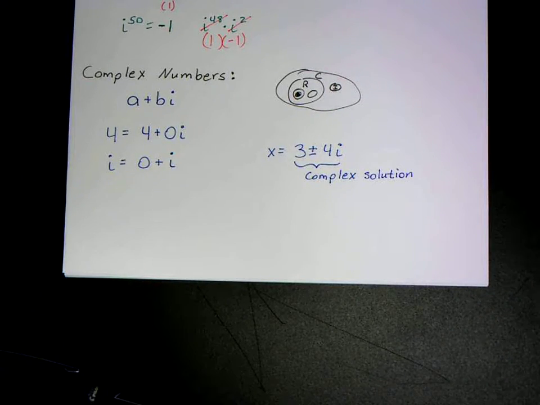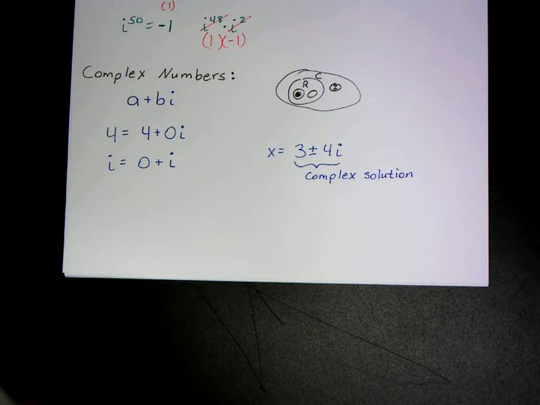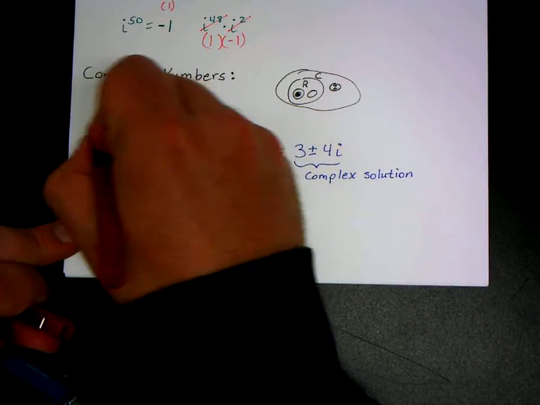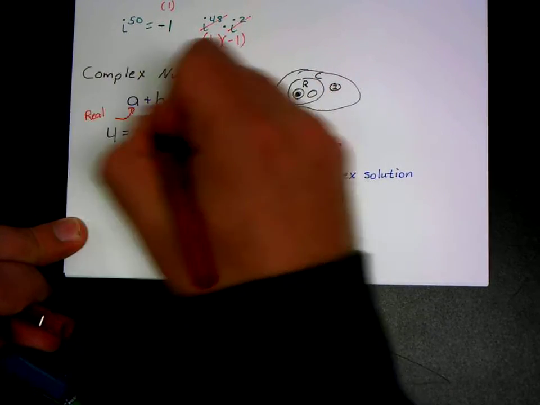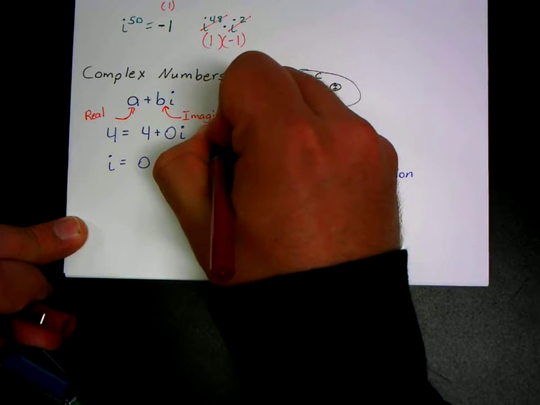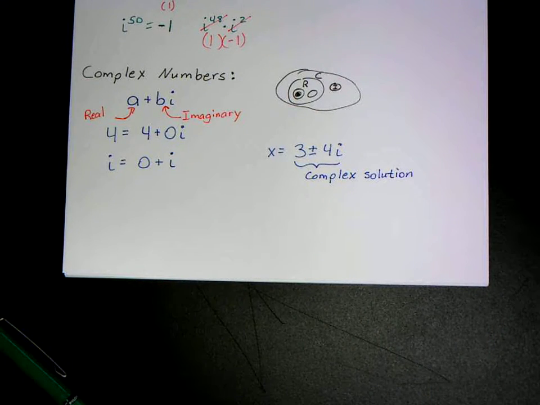But technically, all your answers are complex solutions. Again, we just don't write them out in complex format. Okay, you okay with that much? This part is considered the real part. This part is your imaginary part. Because all real numbers can be represented just by A. Your imaginary number can be just represented by BI.